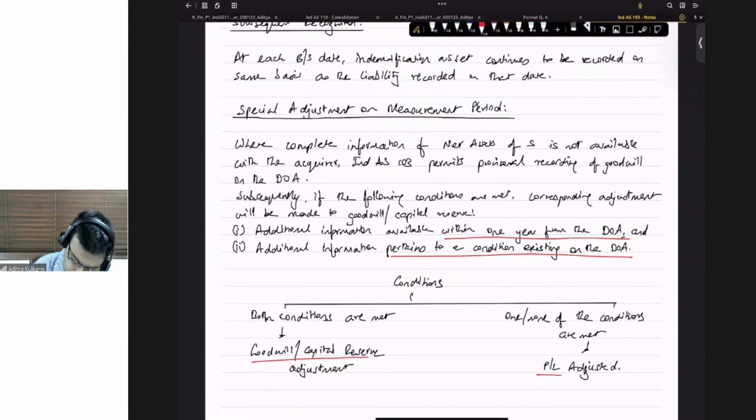You have to get the data within 1 year from date of acquisition, and it should pertain to a condition existing on the date of acquisition. If both the conditions are fulfilled, you can change the goodwill or capital reserve. If one or none of the conditions are met, then you will have to take the impact to P&L. Nothing will come in goodwill or capital reserve.